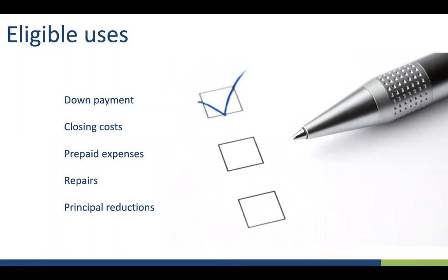Now, what can these funds be used for? Obviously, down payment, often closing costs as well. Some programs will allow the borrower or the buyer to cover some prepaid expenses. Some of them can be used for repairs as well. Now, that's less common, but sometimes these programs can be used to make livability or accessibility or other improvements to the home to make sure that it's move-in ready when the buyer moves in.